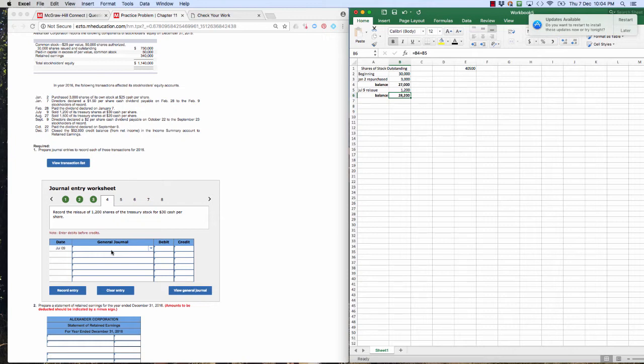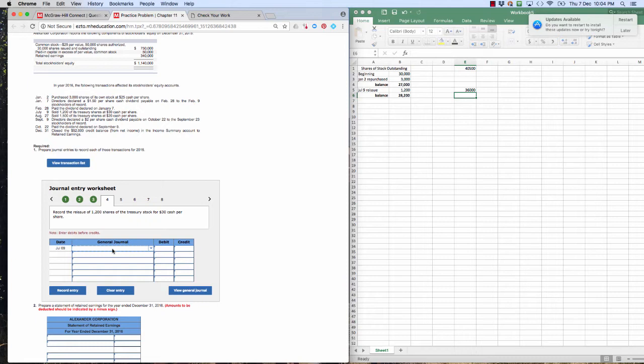So we reissued shares for $30 cash per share. That means we bring in $36,000. So when we bring in cash, we're going to debit cash. And then we'll need to credit our common stock. I'm sorry, our treasury stock common.